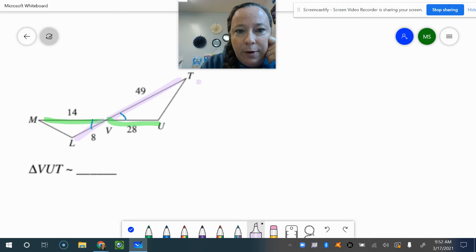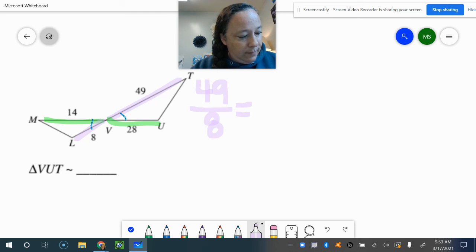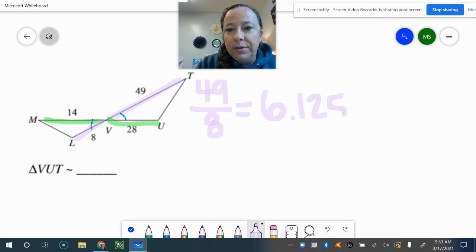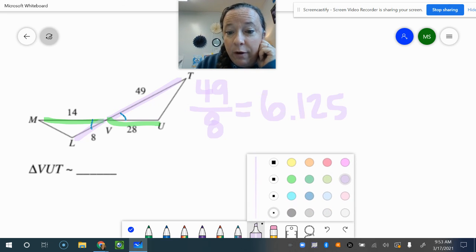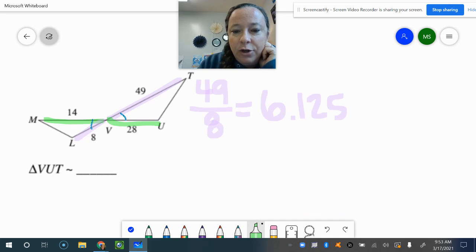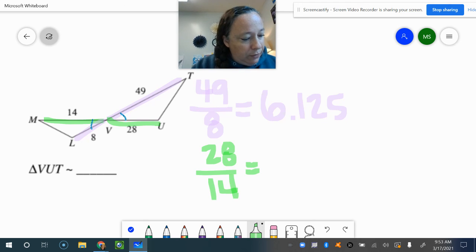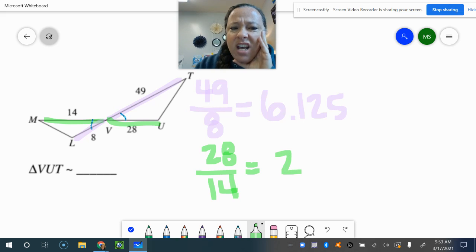Okay, so let's do the purple. I'm going to do 49 over 8 and see what that is. I've got to write it exactly as it is. I don't want to round, because these have to be exactly the same in order for them to be in proportion. Then the green: if I started with 49, I've got to start with 28 over 14. And that's 2. So that is not matching. I need to regroup and try different.